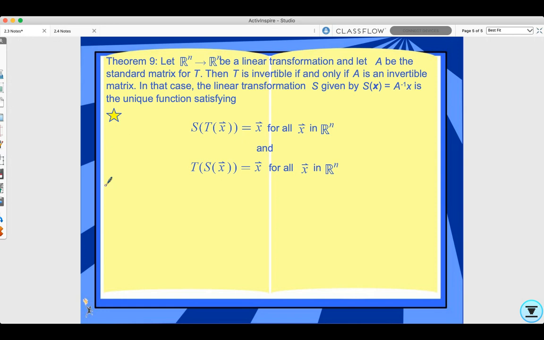For this, assume T is invertible. T is a linear transformation from Rn to Rn. A is the standard matrix for T, and T of X equals A of X. There exists an S such that S of T of X equals X.